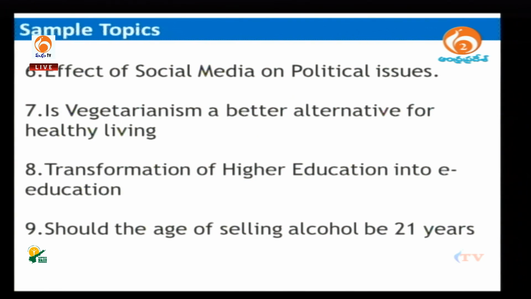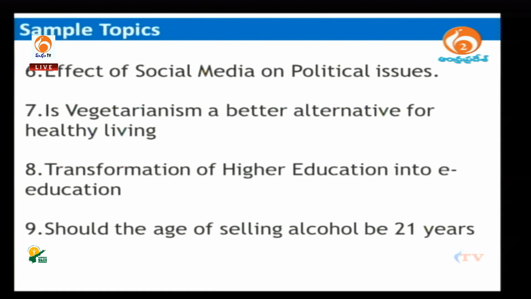All right. Number 9, should the age of selling alcohol be 21 years? Now I found somewhere that grammatically the sentence is incorrect. I was putting this together, and the reason the session got delayed today is because I was collecting this information. Should there be a minimum age restriction to buy alcohol, which is 21 years? That should be the correct sentence.